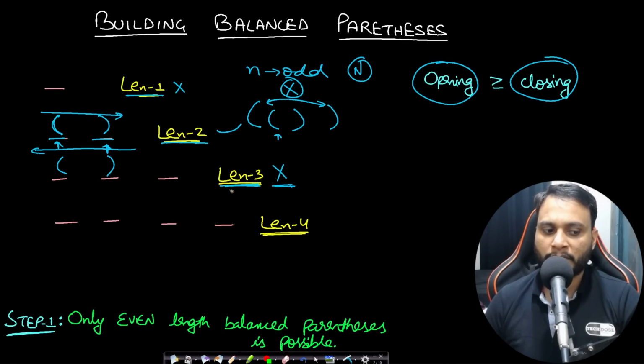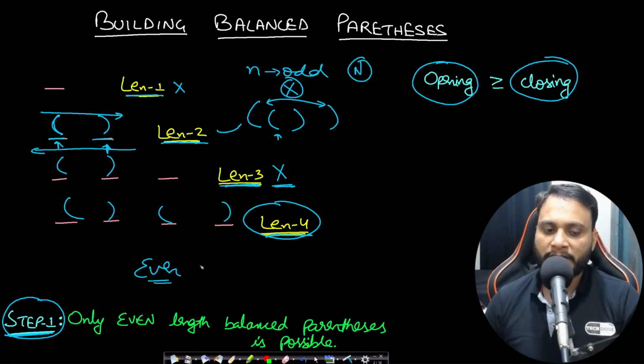So this you can do as a step 1 check. If the input string is of odd length, then you can say that balance is not possible, so you can simply return false. If I have to form a length 4 balanced parenthesis, I can put opening, closing, and that's it. So it is always possible to give a balanced parenthesis of even length.